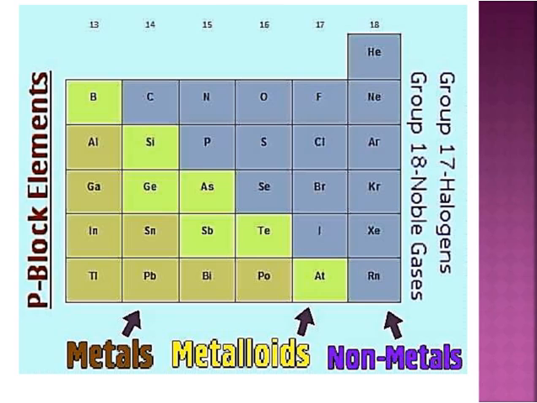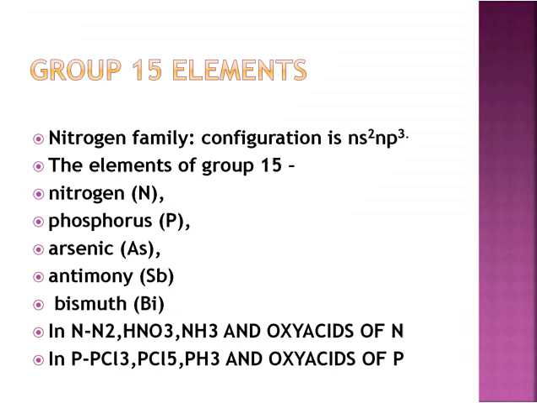Now you can see the picture. Here p block elements, as you all know, include metals, metalloids and non-metals. Group 15 elements are also called the nitrogen family. The configuration is ns2 np3. The elements of group 15 are nitrogen, phosphorus, arsenic, antimony, bismuth.